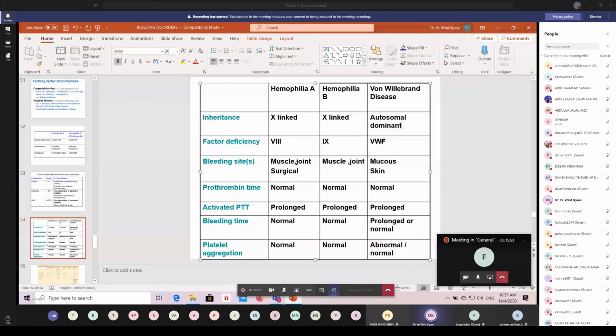The green side is more or less not much different, but here skin is included because von Willebrand factor can also affect platelet function. So this can also present with skin bleeding sometimes. But mainly joint bleeding in hemophilia, and mucous and skin bleeding can also occur. PT, prothrombin time, is normal. APTT is prolonged here. You compare and contrast the PT abnormality.